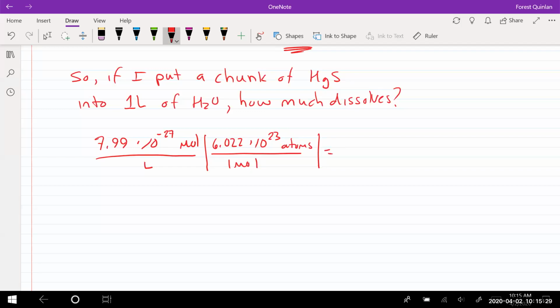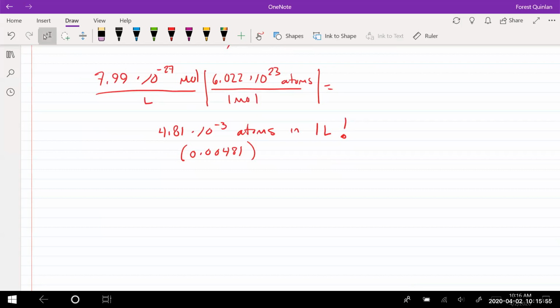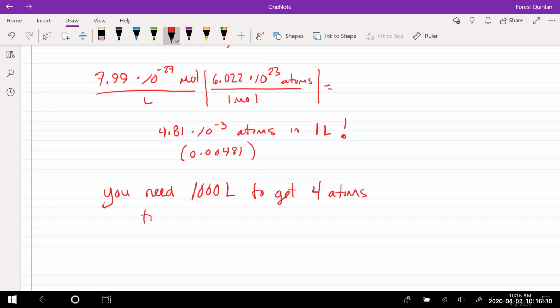So if you do that, this is 4.81 times 10 to the negative 3 atoms in 1 liter. For those who need that visually, check it out. You need 1,000 liters to get 4 atoms to dissolve.